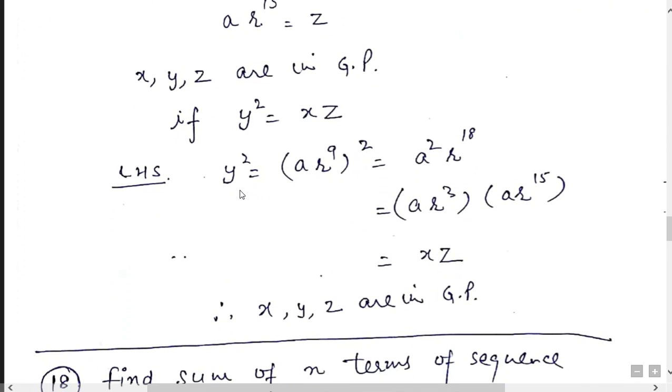Now what about y square? It's ar raised to power 9, whole square. It's a square r raised to power 18. And let us split this value as ar cube and ar raised to power 15. This value is x and the second value is z. It means y square can be written as xz. It means x, y, z are in GP.